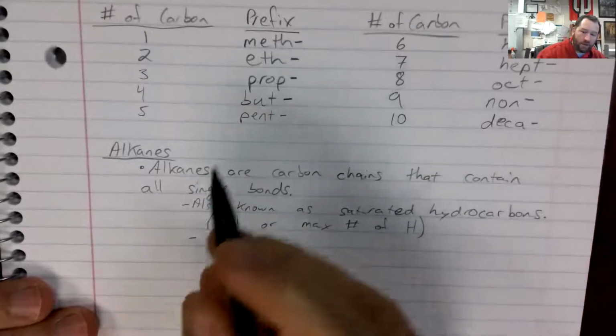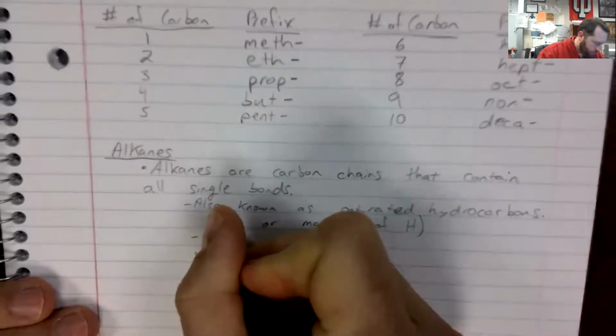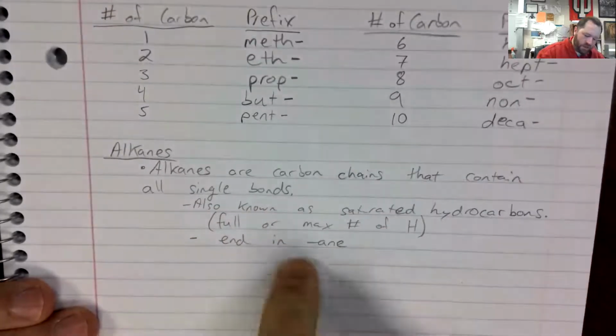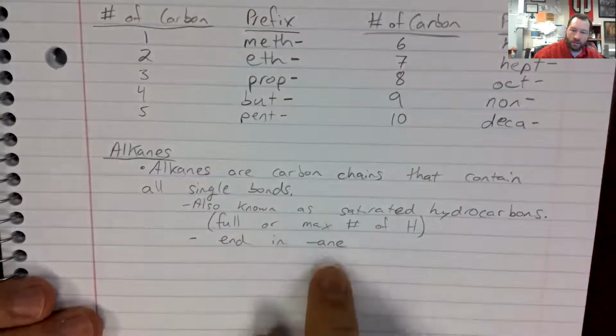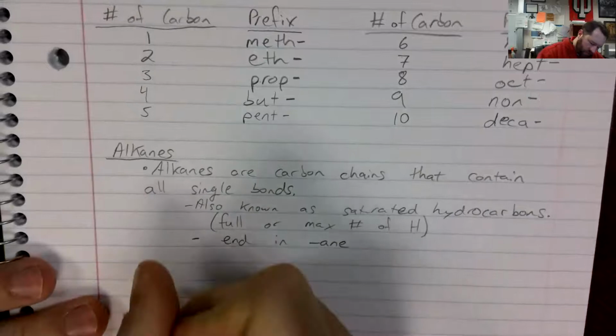When you're naming alkanes, again, those are the single bonded carbon chains, they end in A-N-E. It's going to be the last 3 letters of any alkane you're doing. So let's take a look at some examples.